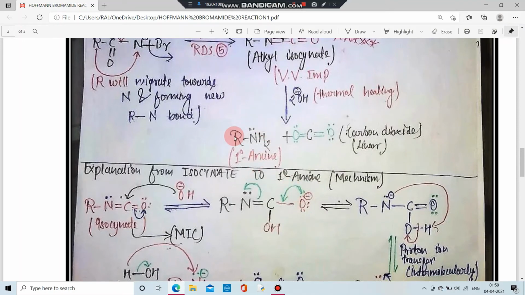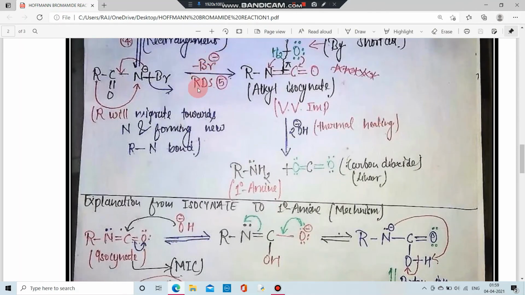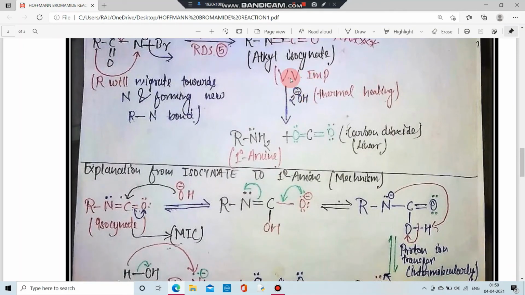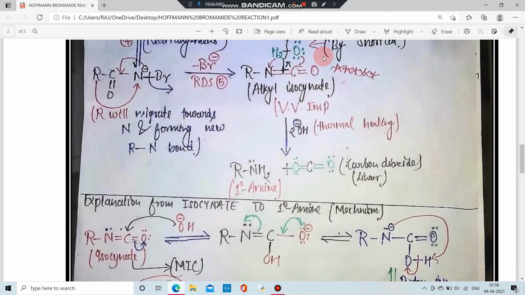But just remember, the primary amine we are getting in this step is always going to have one carbon less as compared to the given amide. Also the important point is that migration of R from CO bond to N is the RDS step. R will migrate towards N, forming a new R-N bond. So we have got the R-N new bond. Just remember, there is formation of an isocyanate intermediate in the HBD reaction.